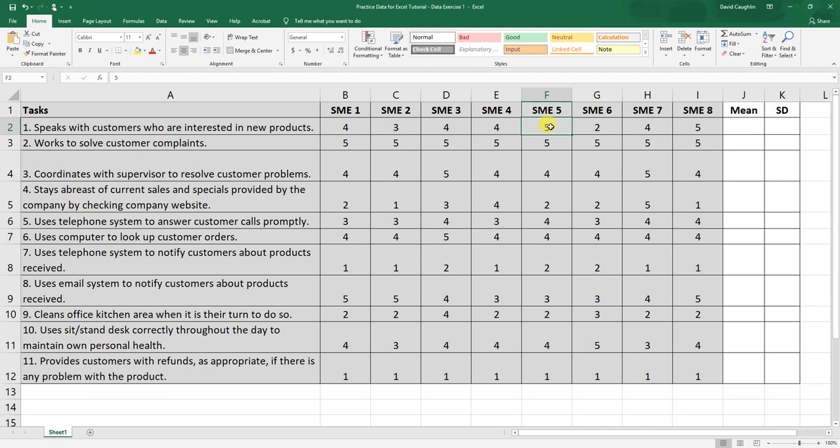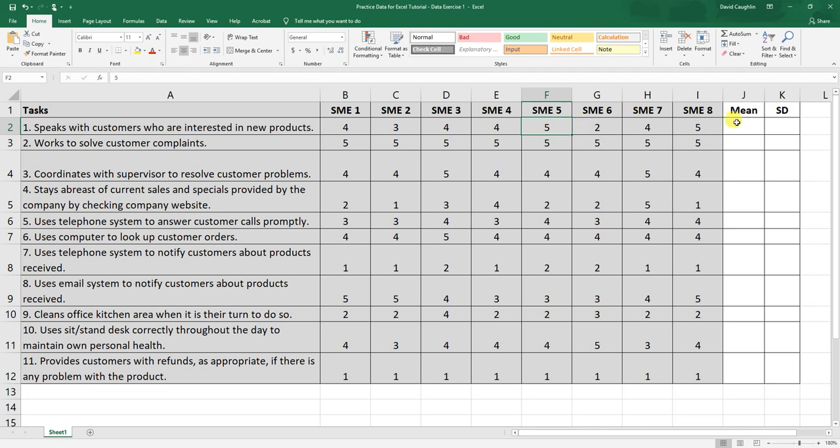In addition, we are interested in how much agreement we have between subject matter experts when it comes to the level of criticality of each task. That's where the standard deviation comes in. So let's walk through a couple of examples here and practice interpreting this.